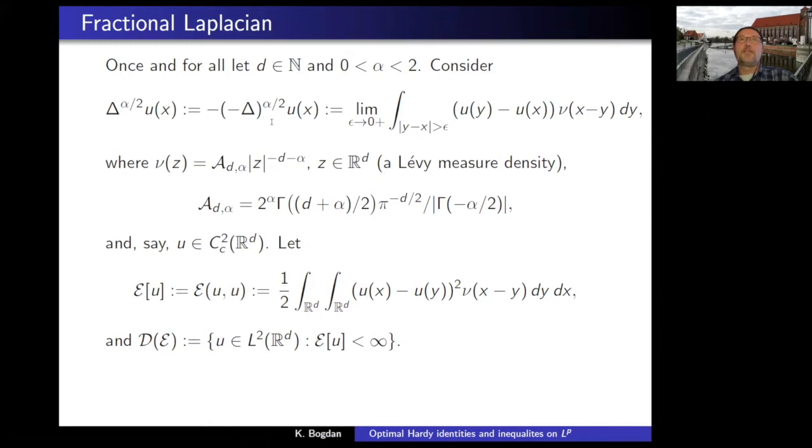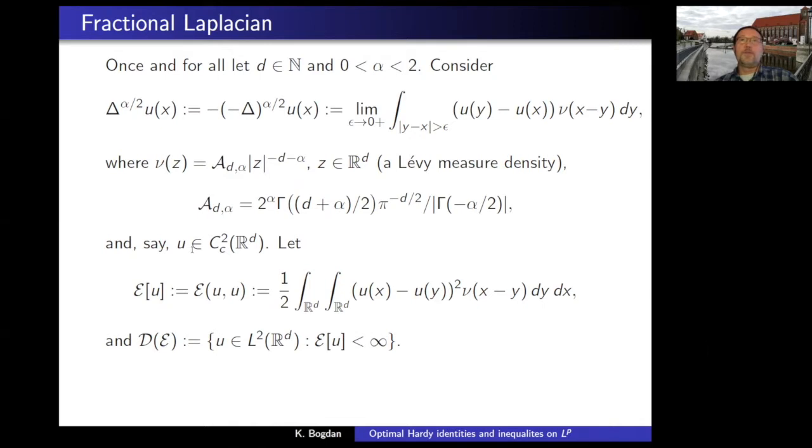This is a negative definite operator in a sense. Here we integrate the increments of a function u against the Levy measure density that has an exponent negative d minus alpha. So this satisfies the usual Levy condition, that is, it's not integrable, but integrable against z squared minimum 1. The constant is so chosen that the Fourier symbol of this operator is negative xi to the power alpha.